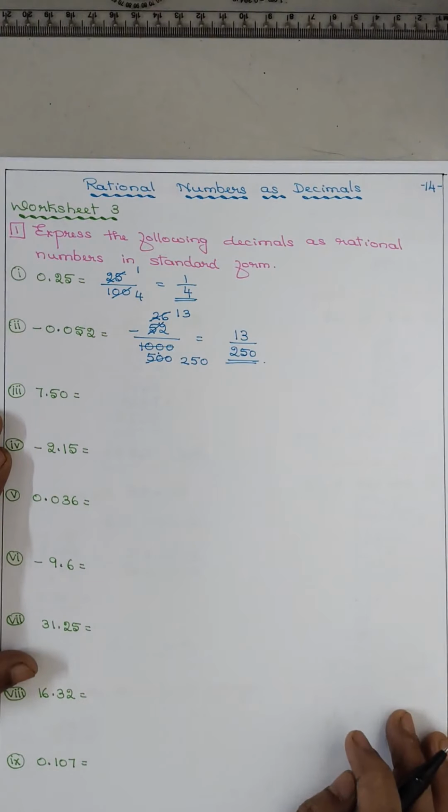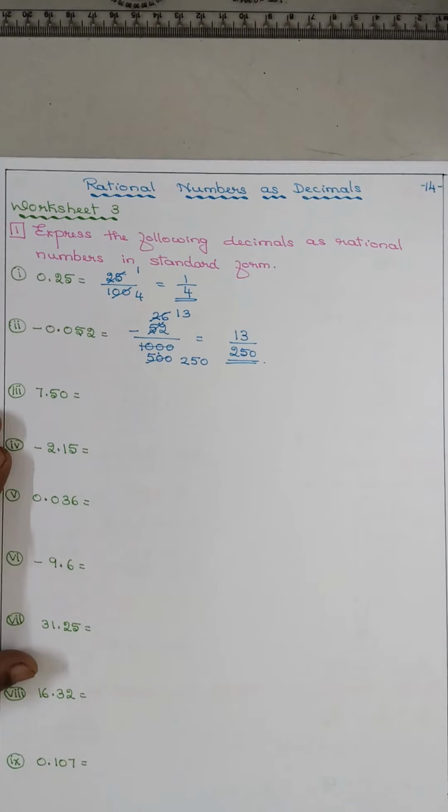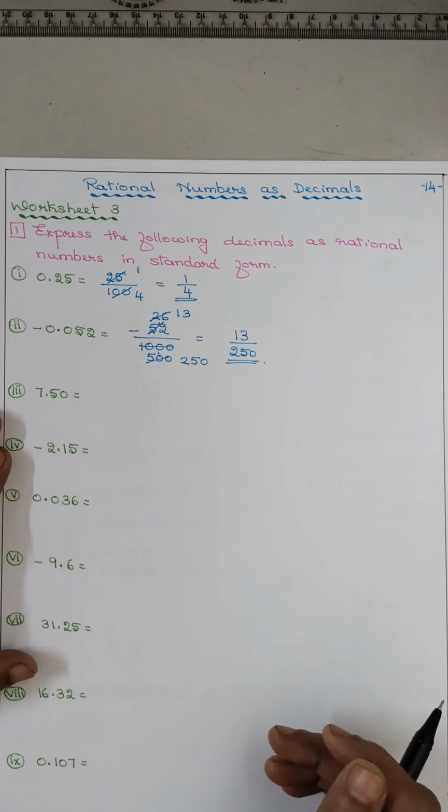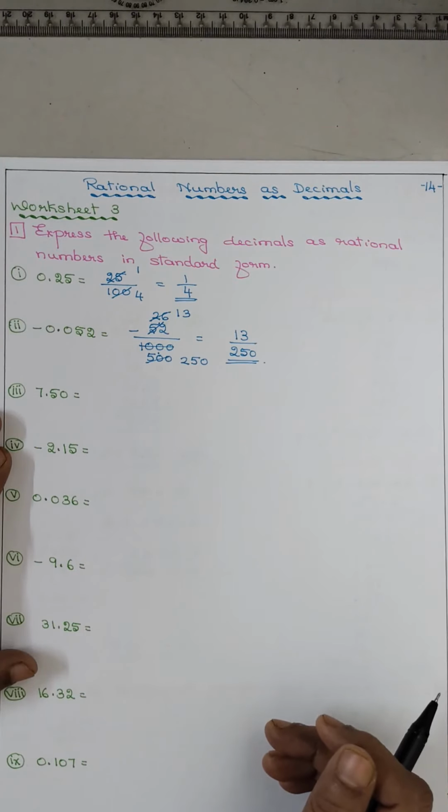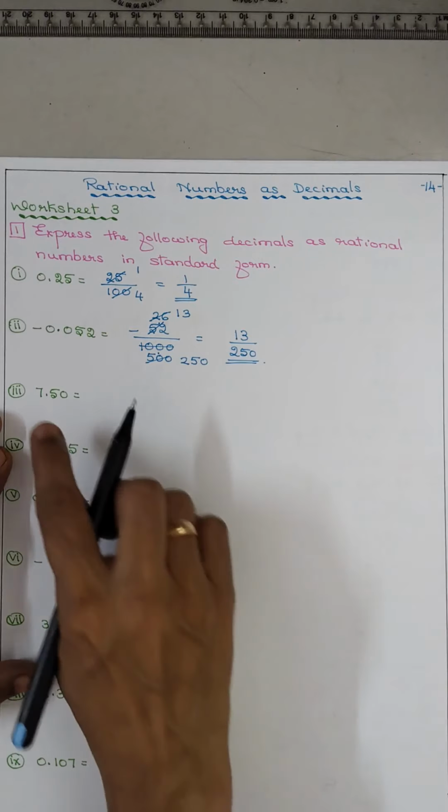13 is a prime number. So when 13 is there, the other number should be a multiple of 13, then only it will simplify. Simplify.